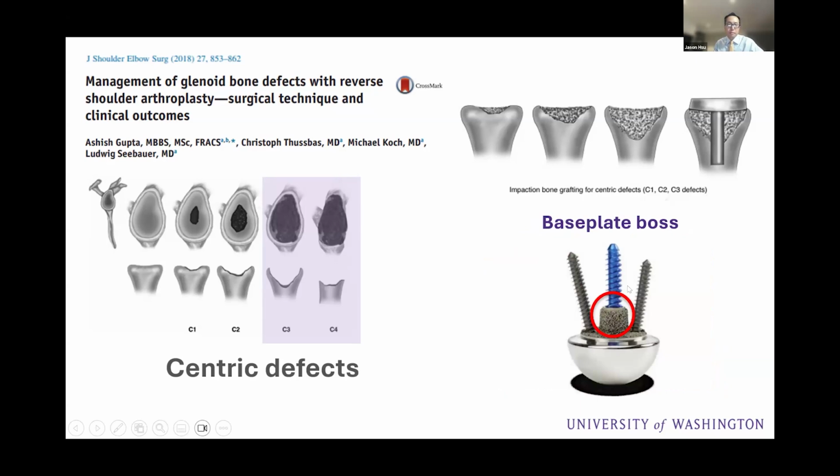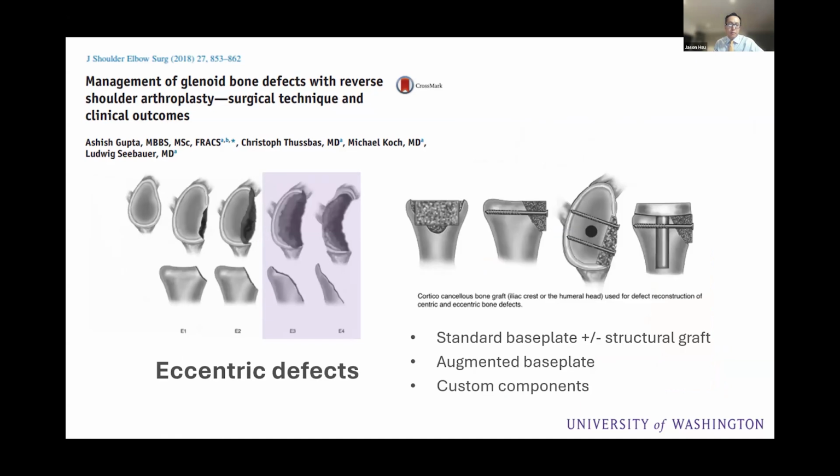For eccentric defects, this is where things get a little bit harder, because if we don't have good cortical bone on one side of the defect, then there might be issues with toggling of the base plate and base plate failure. The technical aspects are generally a little bit more difficult. So in general, you can approach these eccentric defects with structural graft, or you can use metal augments on the base plate itself. And then I'll briefly touch on custom components.